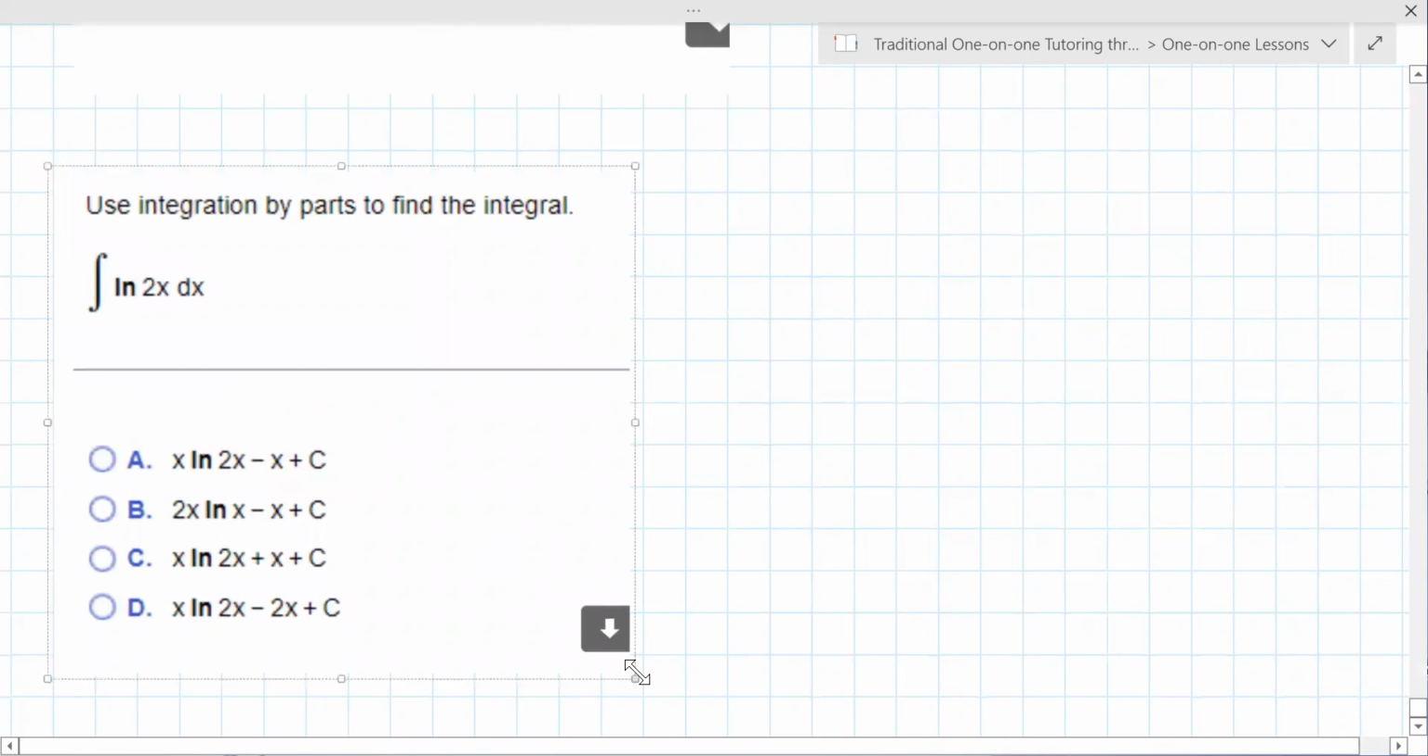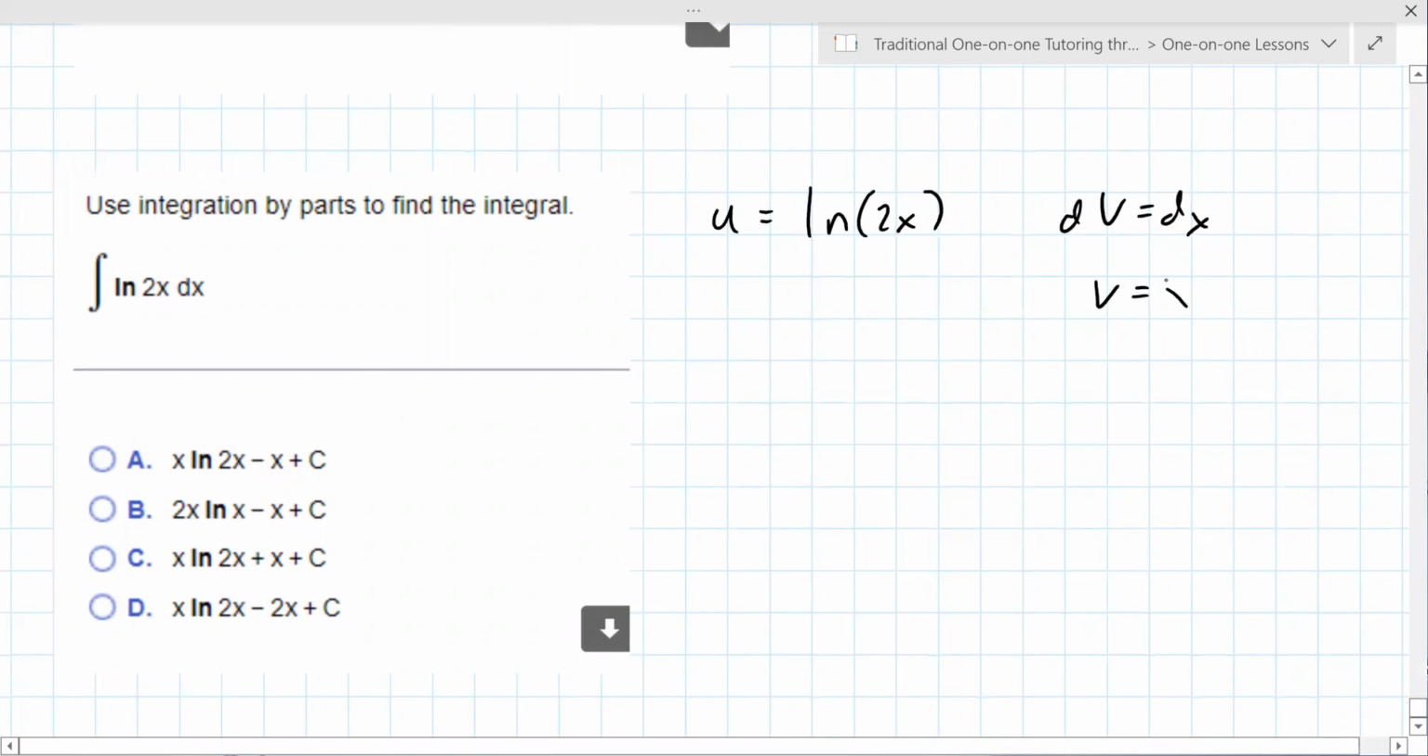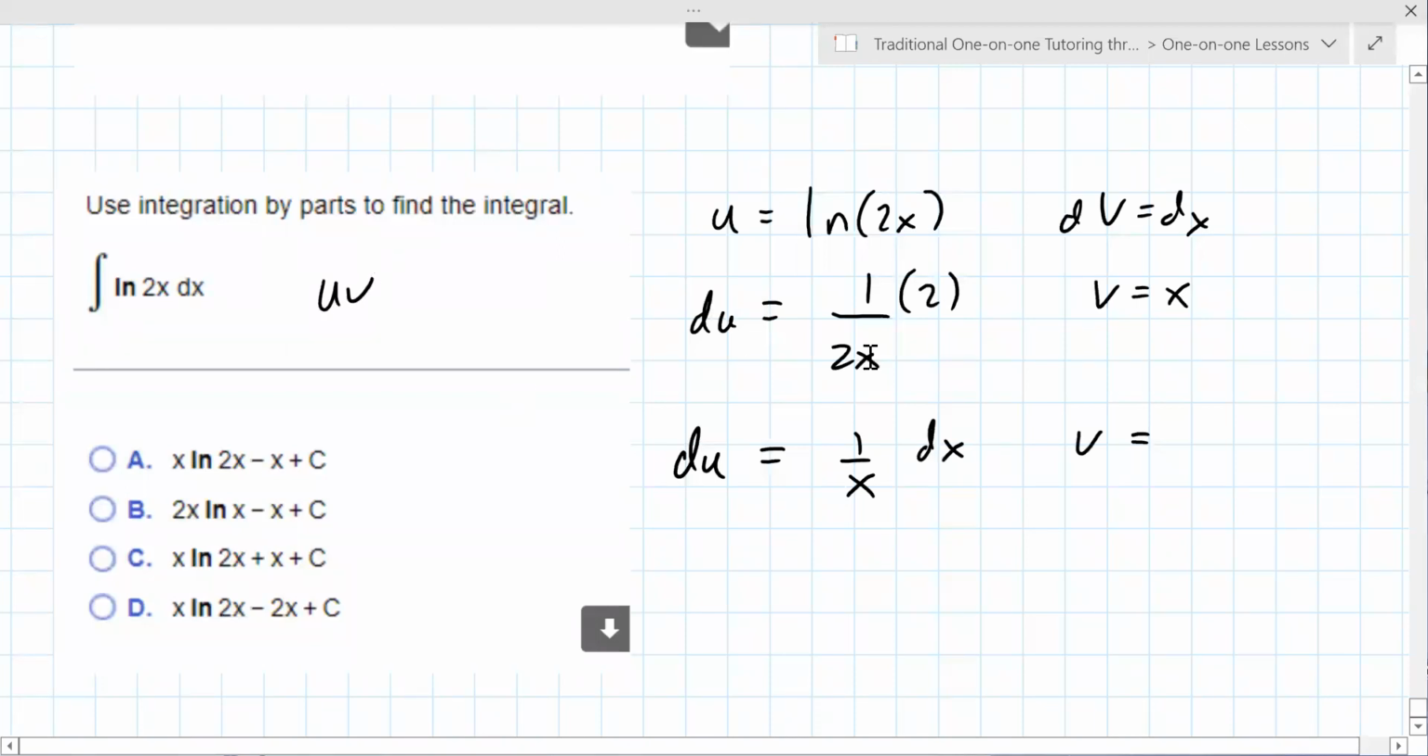All right, use integration by parts to find the integral. So we'll just do it here. Your u is the natural log of 2x and your dv is the dx. So your v is the x. Your du, the derivative of this, is 1 over 2x times the derivative of 2x, which is 2. So that's 1 over x. Again it's uv minus the integral of v du.